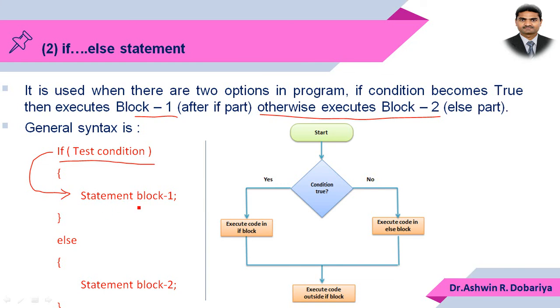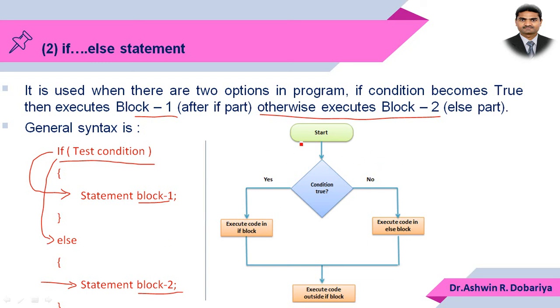It will execute block 1. But suppose this condition becomes false, then control directly jumps to the else part and it will execute statement block 2. Now remember friends, in if else conditions, either it executes block 1 or block 2. It will never execute both blocks, because either the condition becomes true or the condition becomes false. Only two situations are there in the condition. So you have to keep that in mind.